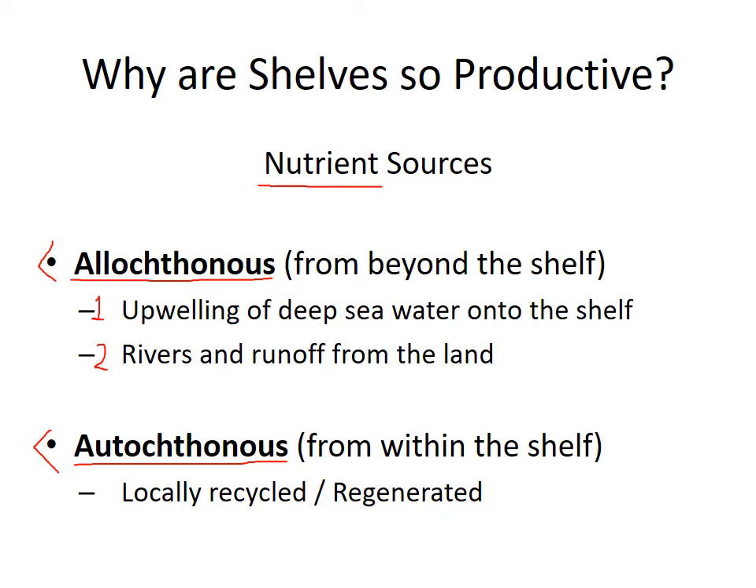And then autochthonous means sort of self-generated or regenerated. So that's sort of like the nutrients that are already bound up in some form on the continental shelf and just keep recirculating throughout the continental shelf ecosystem.